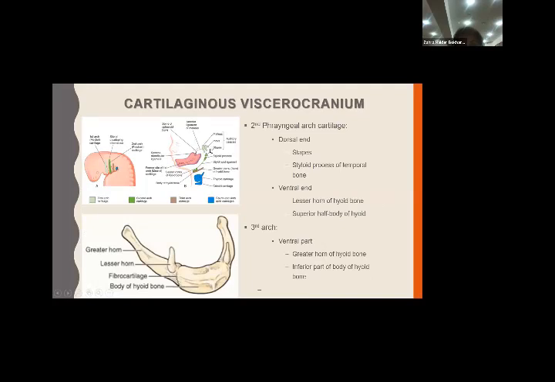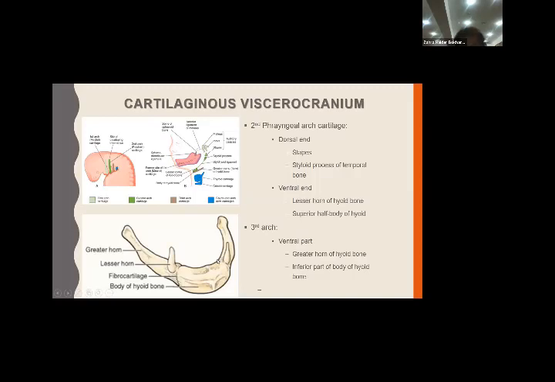अच्छा, second cartilage arch की जो है उससे cartilage कौन सी develop होती है? Posterior end या dorsal end से stapes. Styloid process is part of the temporal bone. ठीक है. So stapes, styloid process और ventral end पे lesser horn of the hyoid bone and upper half of the body of the hyoid bone.